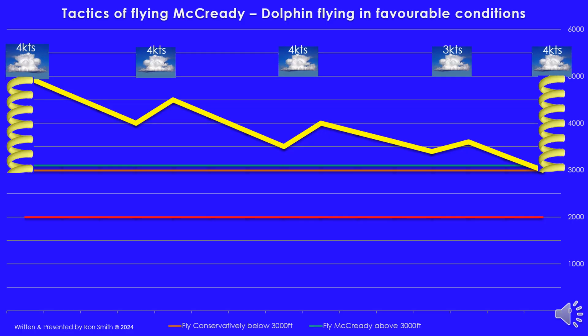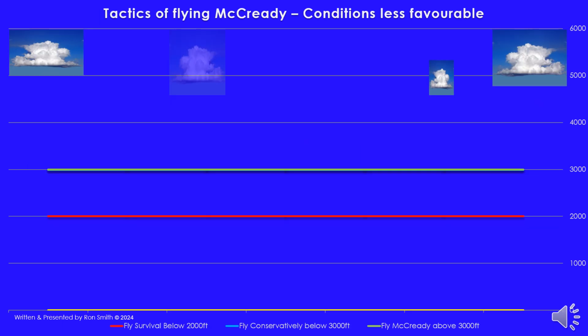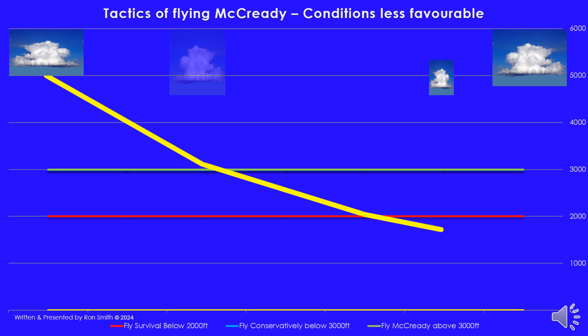The principle of dolphin flying is to fly McCready speeds between thermals and to slow down in the lift, stopping to climb at the lower end of your operating height band, or when lift encountered is greater than your chosen McCready setting. In less favourable conditions, when you find yourself descending below your operating height band, slow down and be conservative. If you find yourself extremely low, go into survival mode, take a weak climb, and stay in that climb until you can reach something better. Once you're back within your height band, revert back to flying McCready settings.